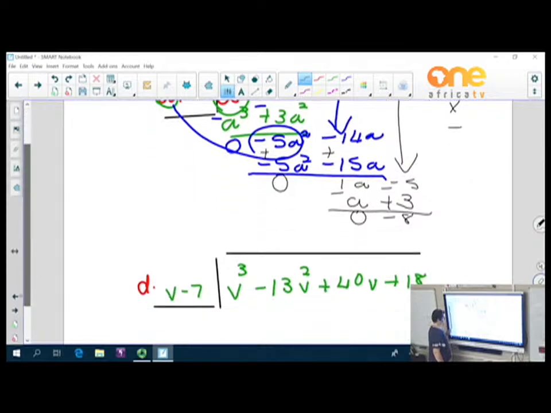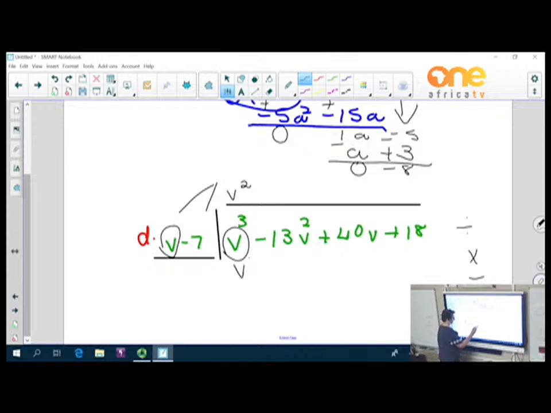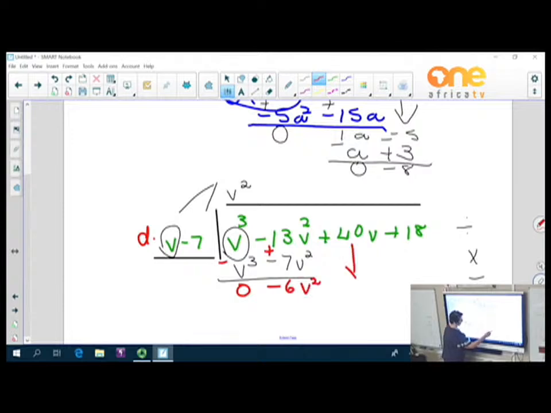Right, let's look at the last example, number D. Divide, multiply, subtract. How many times will v divide into v to the power of 3? That will be v squared. Multiply, v3 minus 7v squared. We subtract, change the signs, eliminates there. Negative 13 plus 7 is negative 6v squared. I bring down that one, plus 40v.